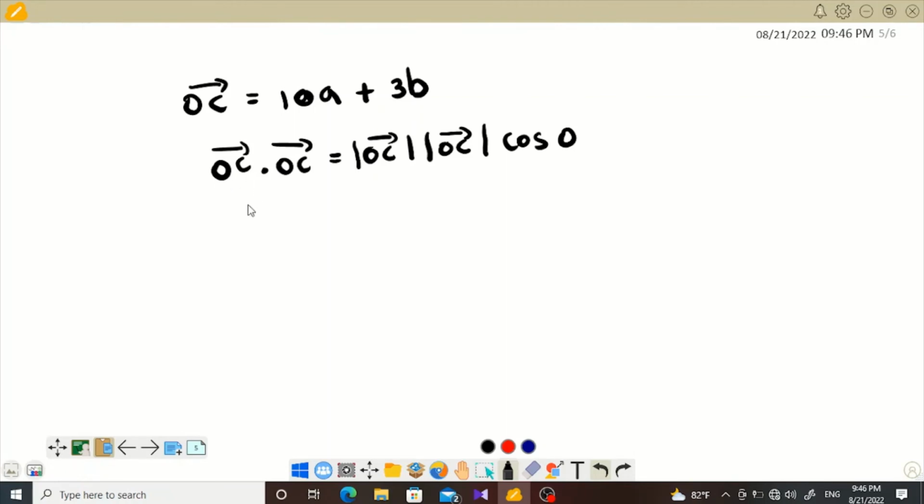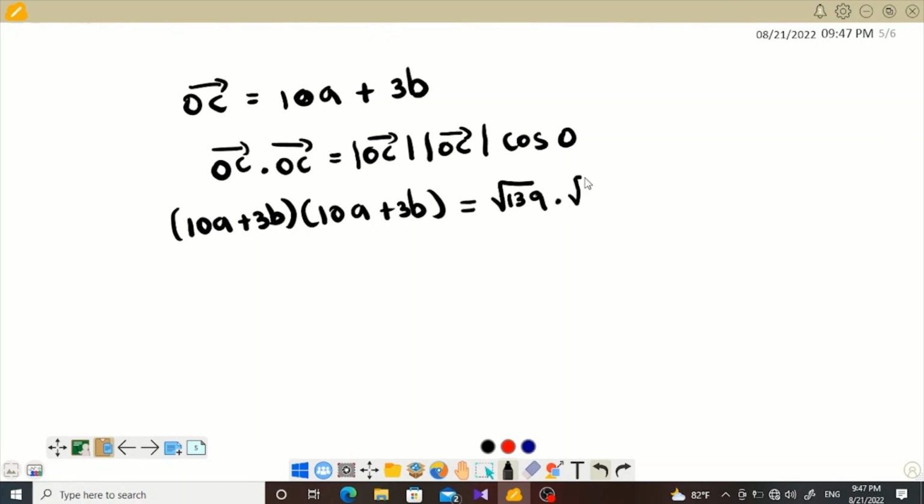So we can write OC as 10a plus 3b. This is also 10a plus 3b. We get the OC modulus as square root 139. So OC modulus square root 139 into square root 139, cos 0 means 1.